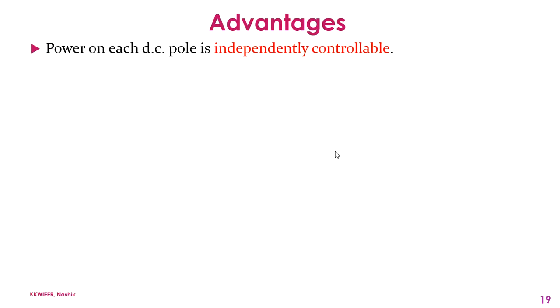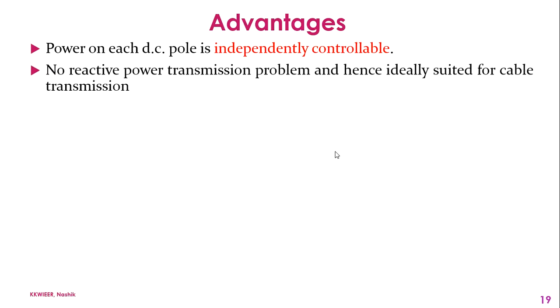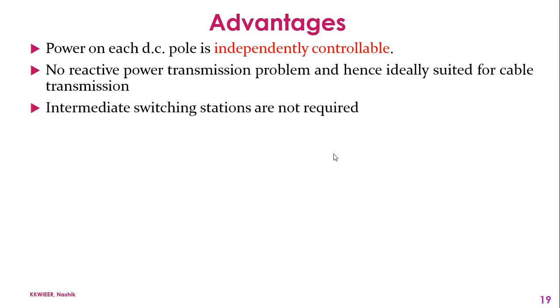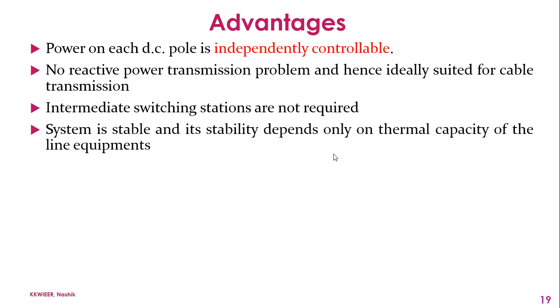Now talking about the advantages of this HVDC, the power on each DC pole is independently controllable. No reactive power transmission problem occurs in this HVDC. Hence, this is suited for cable transmission. In this HVDC, intermediate switching stations are not required. The system is stable and its stability depends on the thermal capacity of line equipment.